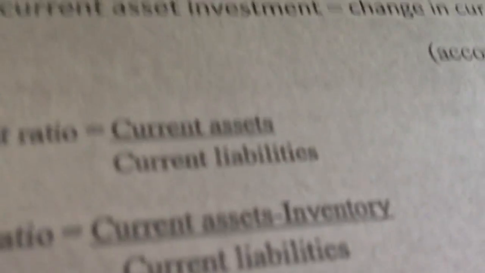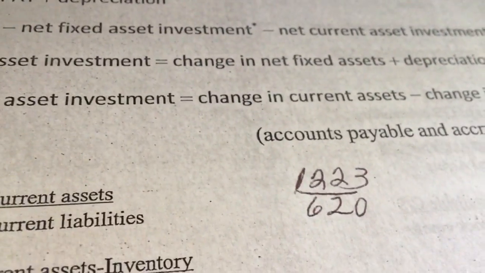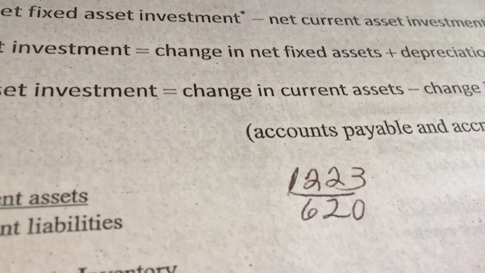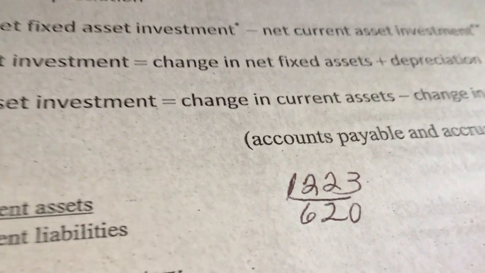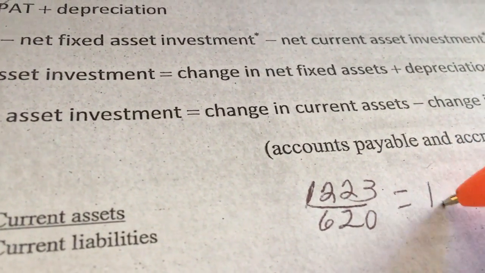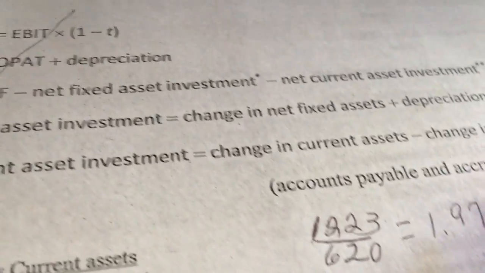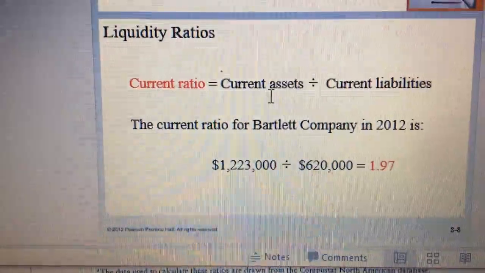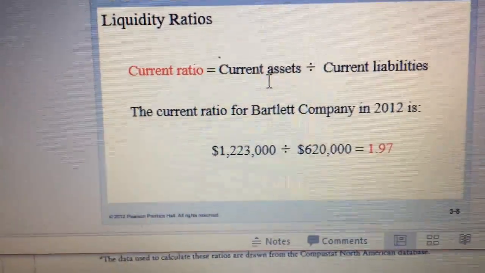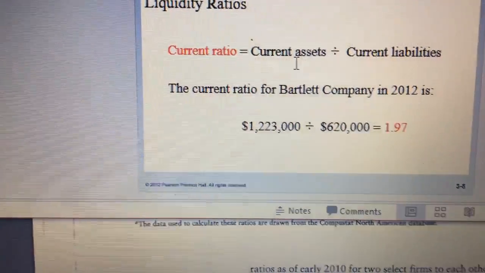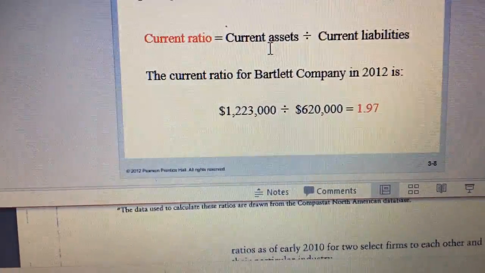Now I'll show you what I did. My screen went black there. I wrote it down right here, 1223 over 620. You can leave off the extra zeros. If you run that through your calculator, what you're going to get is 1.97. Now look at your PowerPoint. They put the zeros on the screen. You don't have to. You can leave them off. It's called truncating them, as long as you leave off the same number of zeros in the numerator and denominator.